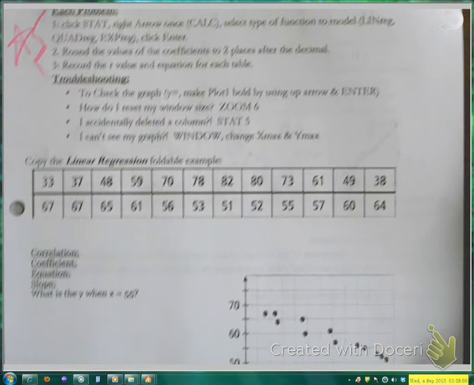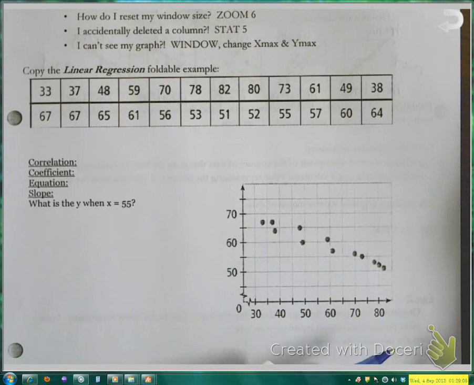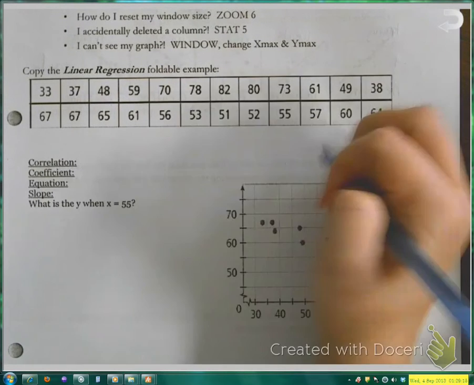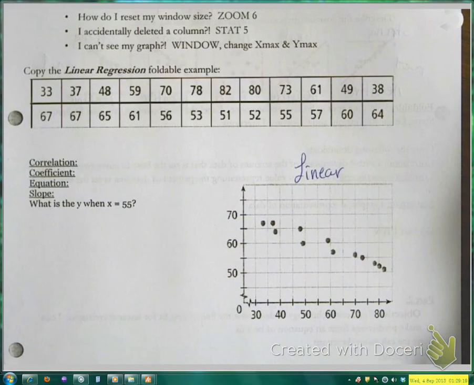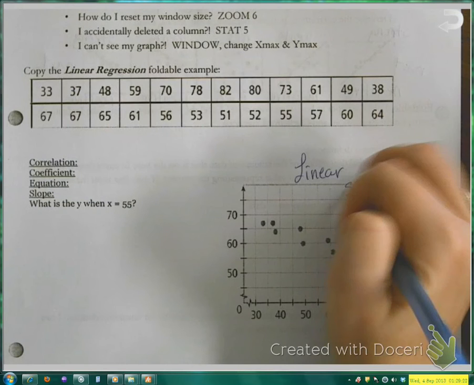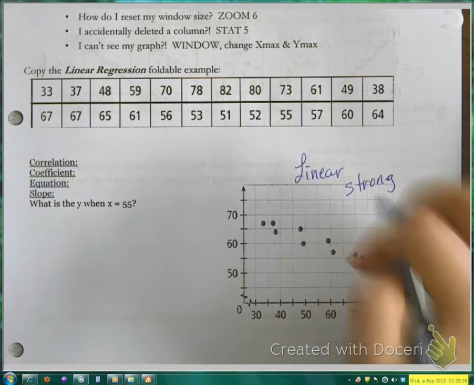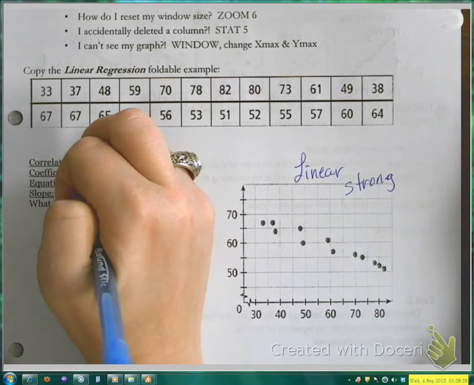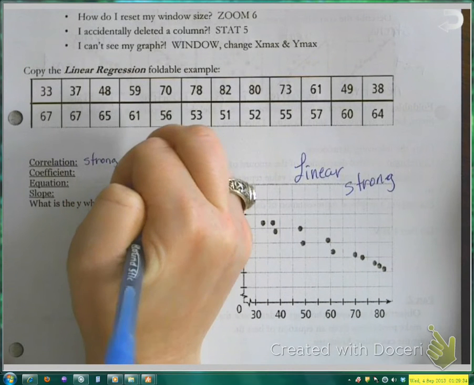So I'm going to look right here at this wonderful graph. Notice we've got the data and we've got a graph of the data. The graph is shown as a scatter plot, and if I look at the curve that it's making, you'll notice it does actually look linear. Okay? It's not super strong, but it is strong, and it has a negative correlation. So under correlation, I would expect to see strong and negative.